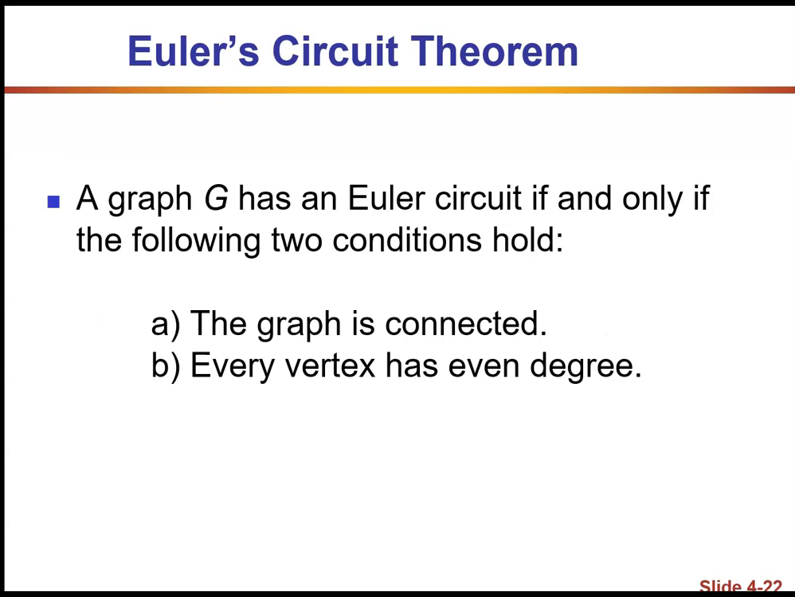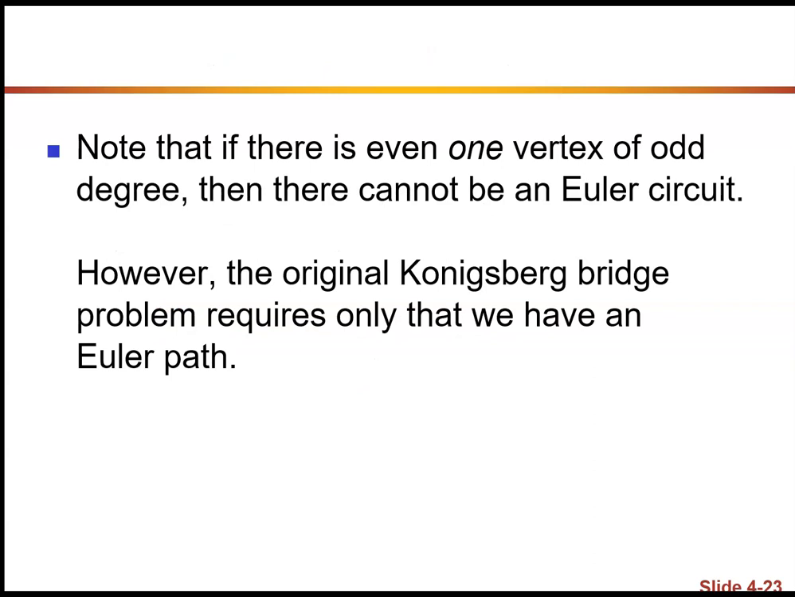In theorem, graph G has an Euler circuit if and only if these 2 conditions hold. What we just talked about, every vertex has an even degree, and the graph has to be connected. Obviously, I have a disconnected. Note, if there is even one vertex of odd degree, there cannot be an Euler circuit. They all have to have even degrees. Okay? So the original problem that we talked about requires that we have an Euler path.